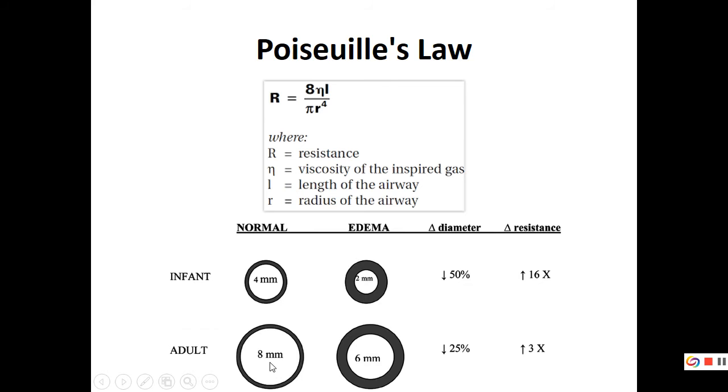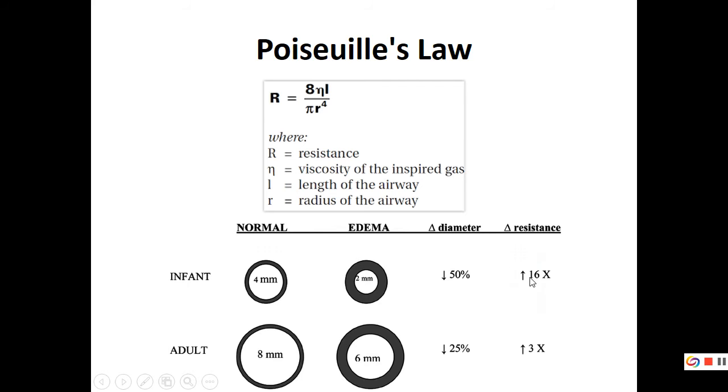If you're an adult, that same 2 millimeter decrease ends up only being a 25% decrease in diameter and only a 3 times increase in resistance. So either way, whether you're an adult or a baby, making the tube narrower increases the resistance of airflow. If your tube's smaller to start with and you make it narrower, it's an even more massive increase in resistance because it's the radius to the 4th power.